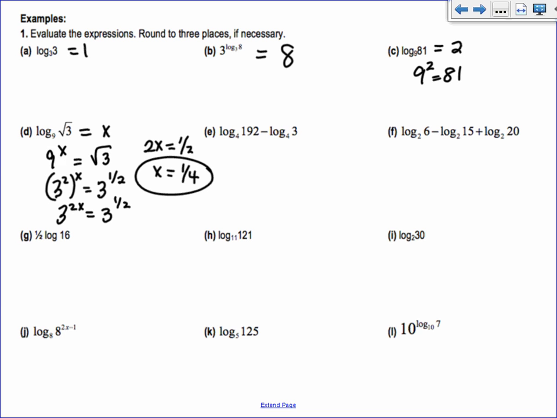A lot of you guys knew that right away. I heard some people saying 1/4. Because you're going to have to take the square root of 9 once to get 3, and then the square root again to get square root of 3. So 2 square roots is really a fourth root.